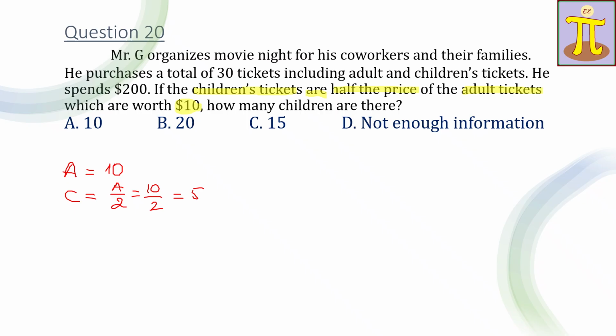Now they say the total is 30 tickets. So the number of tickets of adults added to the number of tickets of the children is 30 total. Now he spent $200. So he spent 10 times A plus 5 times C is 200. The cost for the adults is $10 each. For children is $5 each. So we have the system of equations.